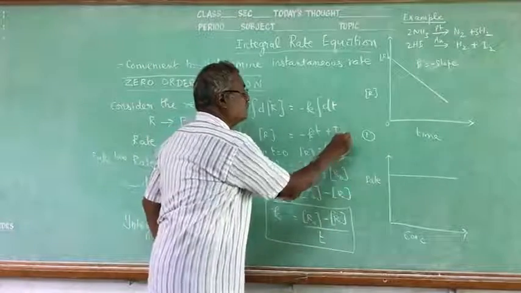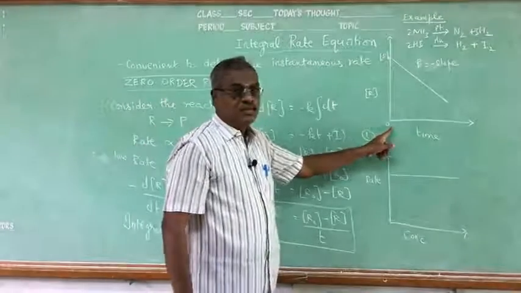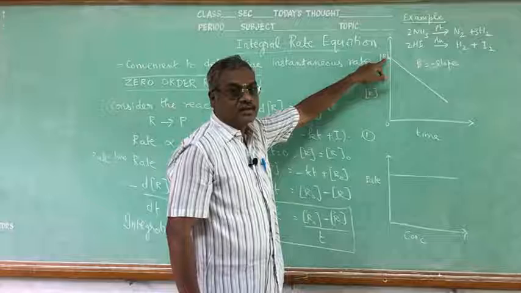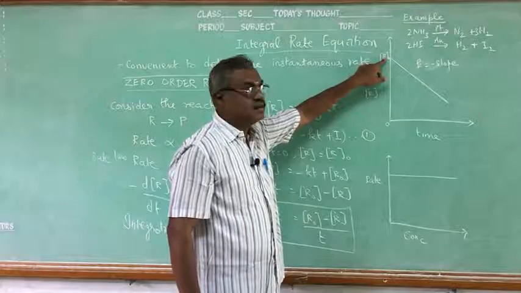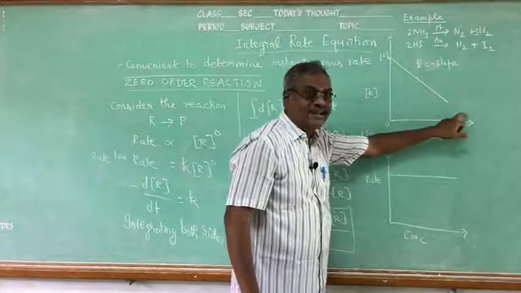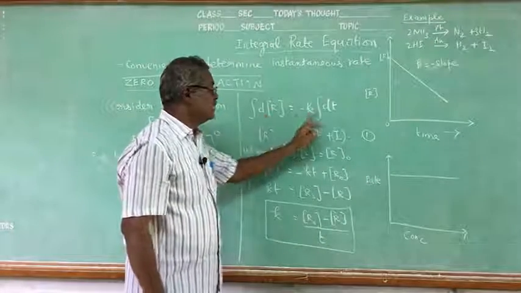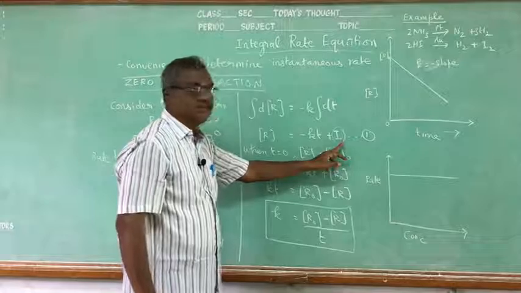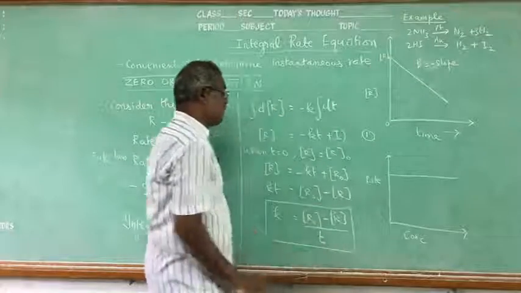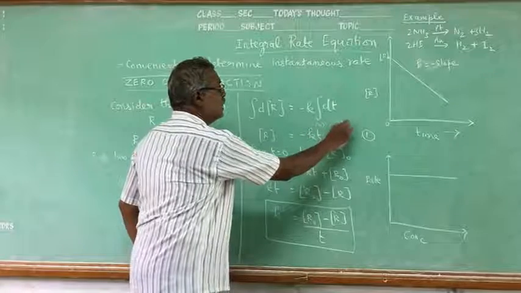So what is the value of I? How to calculate the value of I? If time equals 0, at 0 time, the concentration is the initial concentration, R naught. R naught is the initial concentration of the reactant. As time goes on, the concentration of the reactant slowly decreases. So if t equals 0, R equals R naught. Here I am substituting.